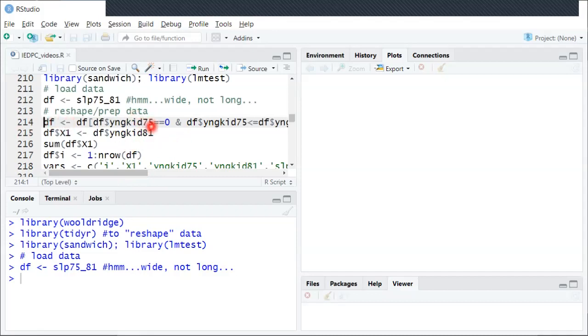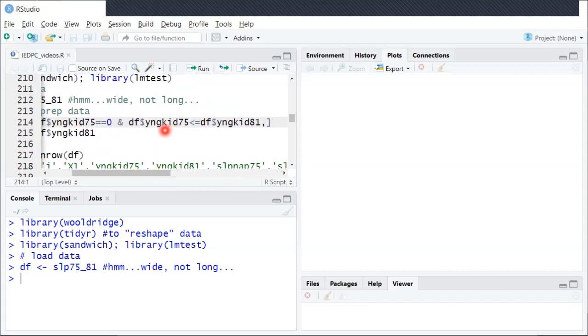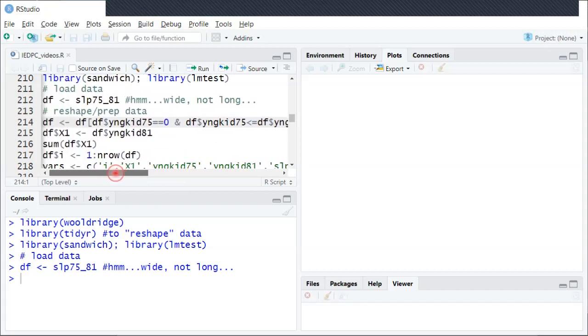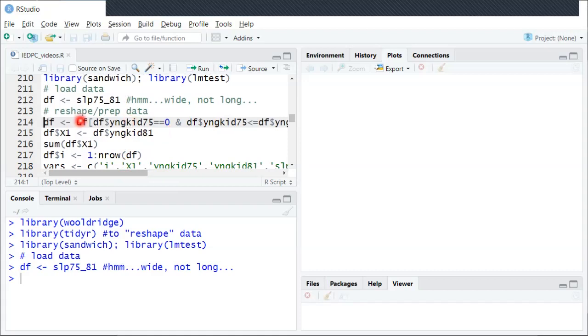Just for simplicity, I'm going to only keep individuals who did not have young kids in 1975, and then some of them did and some did not in 1981. I'm going to take that.